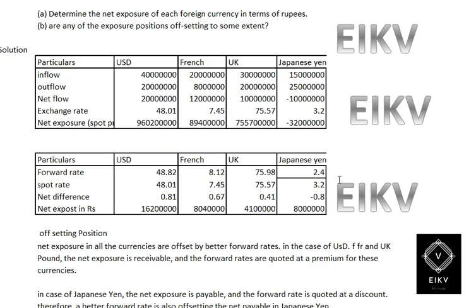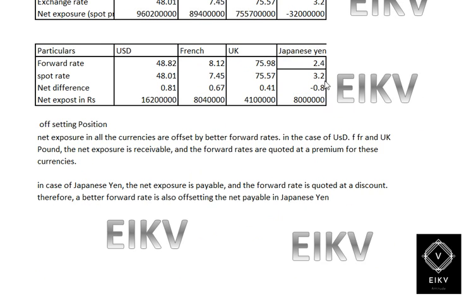So here we can find that the net exposure of Japan is negative, which we have discussed over here: the net exposure is payable and the forward exchange rate is quoted at a discount. Therefore, a better forward rate is also offsetting the net payable of the account.